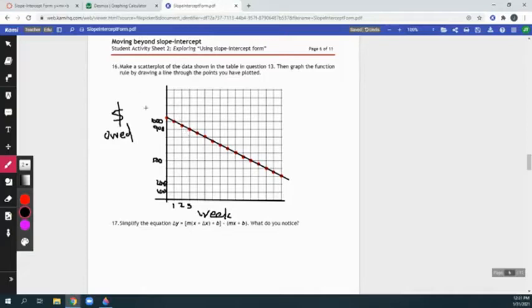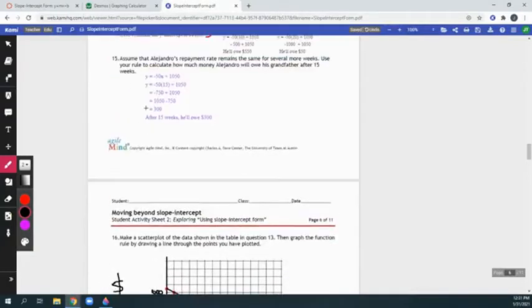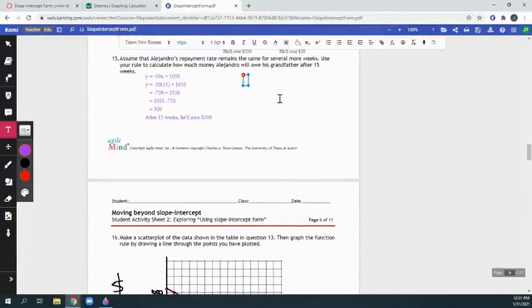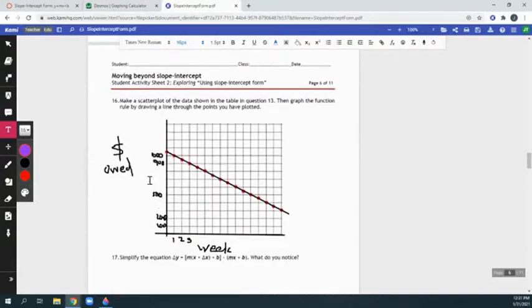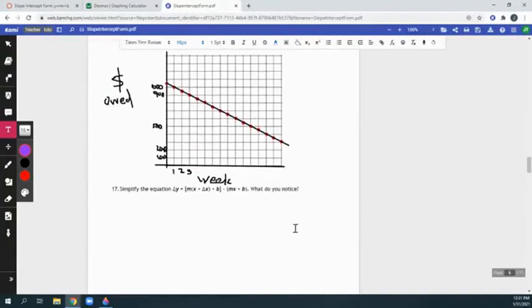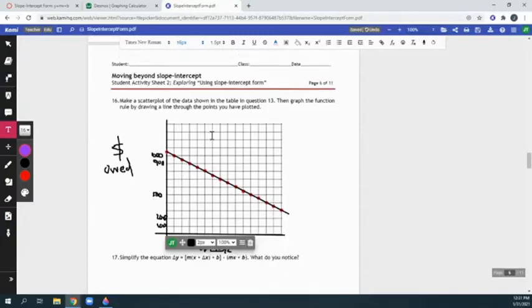So using a line is a little bit misleading, but it also helps us see, hey, there's a formula there. This formula right here, or if I want to use function notation, f of x equals negative 50x plus 1050. And so as long as I just plug in counting numbers, I get the information I want and we're all happy. Okay, so we made our graph.